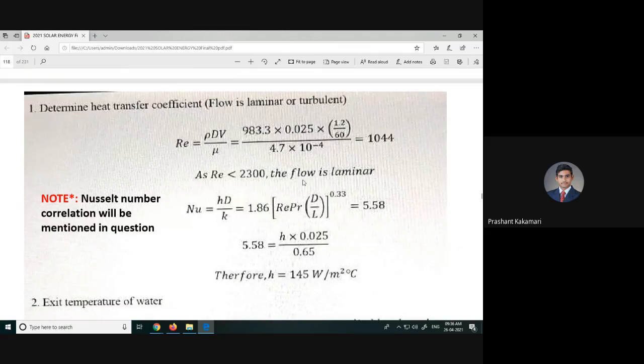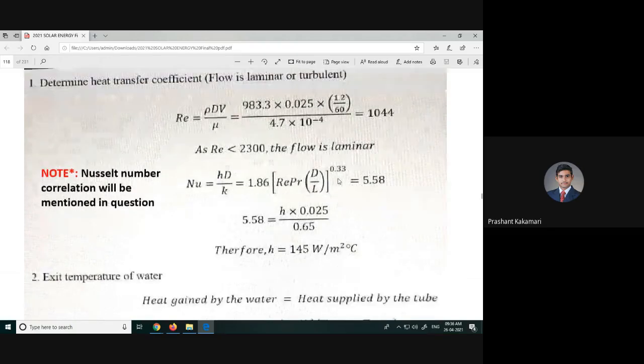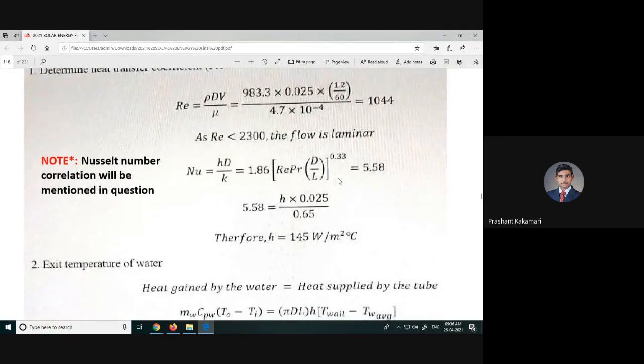The Reynolds number is coming below 2300, that is 1044. So the flow of the fluid is taking place under laminar condition. Once you know it is laminar, then we use either the Grashof number or the Nusselt number, depending upon this Reynolds number. If the flow is laminar, I can go for the Nusselt number, or if it is turbulent, I can go for the Grashof number. This will decide the roughness or smoothness of the given water tube, that is, how much roughness there is inside the water tube.